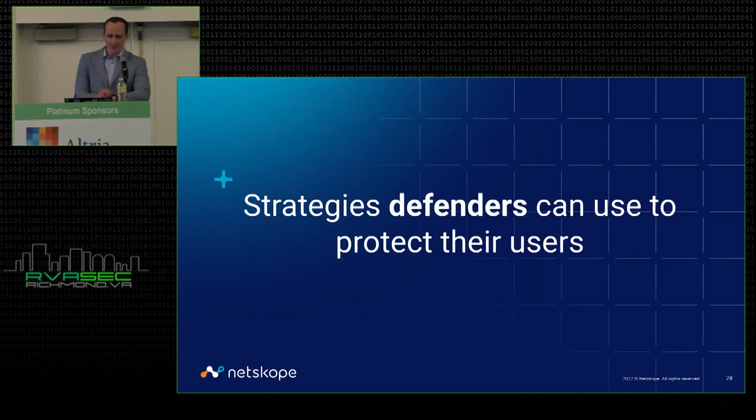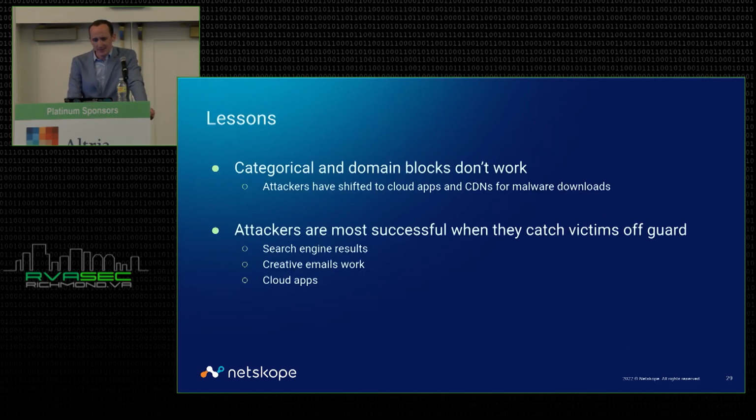So that brings me to defensive strategies that maybe we can put in place to do something about this. And so, you know, the first lesson that I take from this is that if you're doing URL filtering at the category or domain level, it's just really not effective against the majority of the stuff we see users getting to today. The shift to the cloud apps has made that a lot harder.